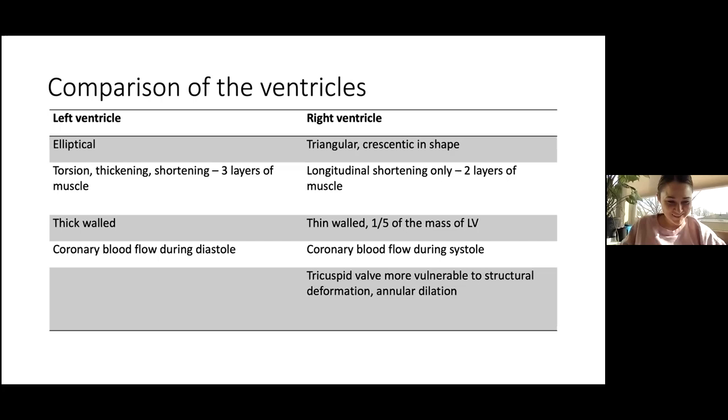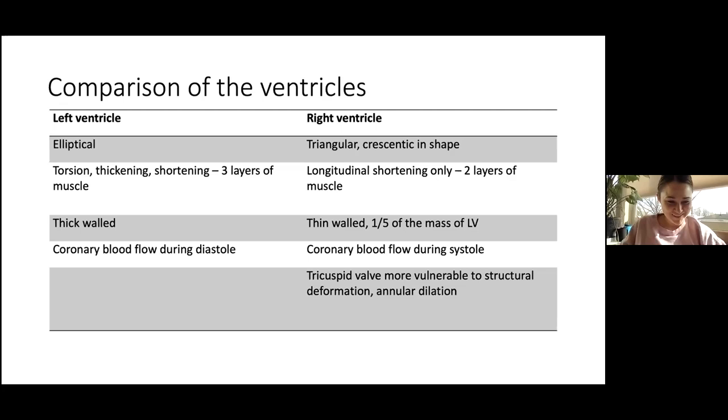In contrast, the right ventricle has a different shape. It's triangular, crescentic. It only moves in one way: it only shortens longitudinally, in particular because it only has two layers of muscle. So already we're seeing that it is vulnerable and weaker than the left ventricle. It's thin-walled, and if you averaged the mass of everyone's LV versus their RV, you'd find the RV is about 1/5 of the mass of the LV, so quite small. And coronary blood flow happens primarily during systole. This is a stark difference.